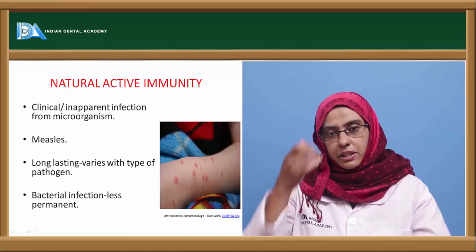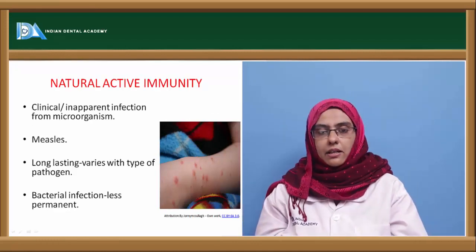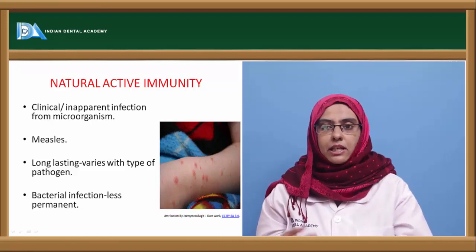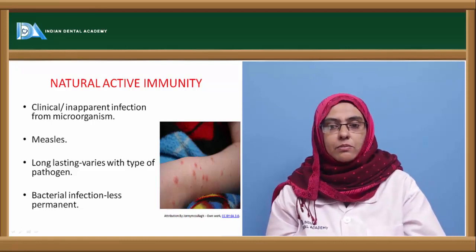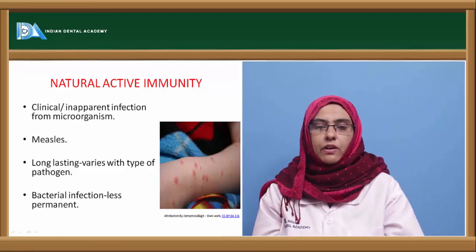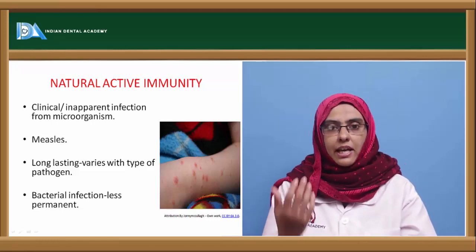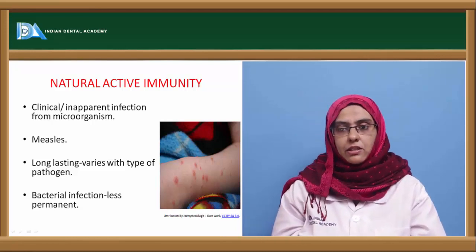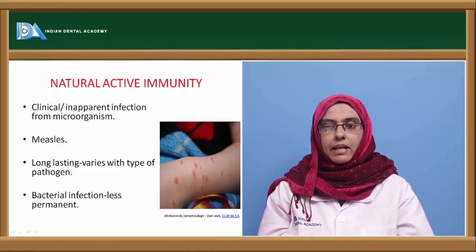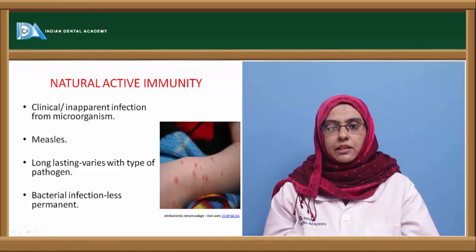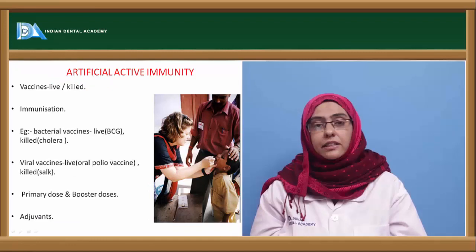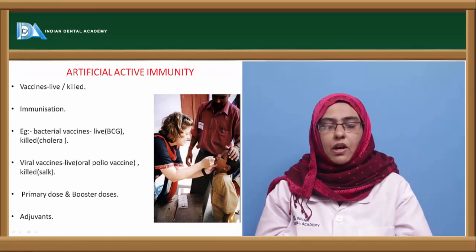So here the active immunity can be divided as natural active immunity and artificial active immunity. So here in the natural active immunity, there is a clinical or inapparent infection from the microorganism. The best example is the measles. Once we contract that measles, in the next part of life, we will not get that particular infection because we already have immunity towards that particular measles. So it is long lasting and it varies with the type of pathogen. And here we have bacterial infections which are less permanent in nature. Now coming to the artificial active immunity, the best example is the vaccines that are produced from the organism.